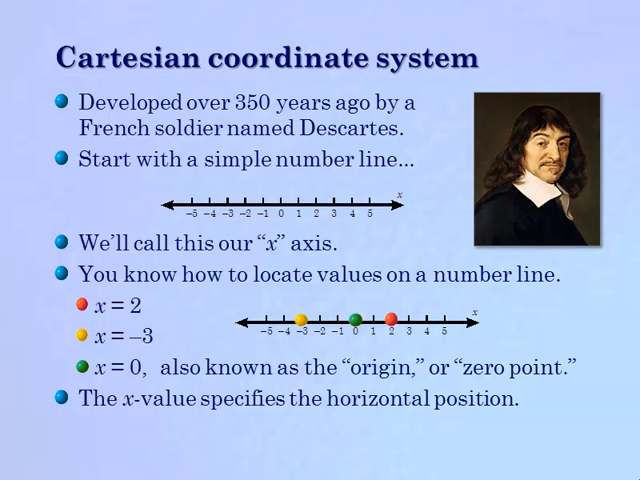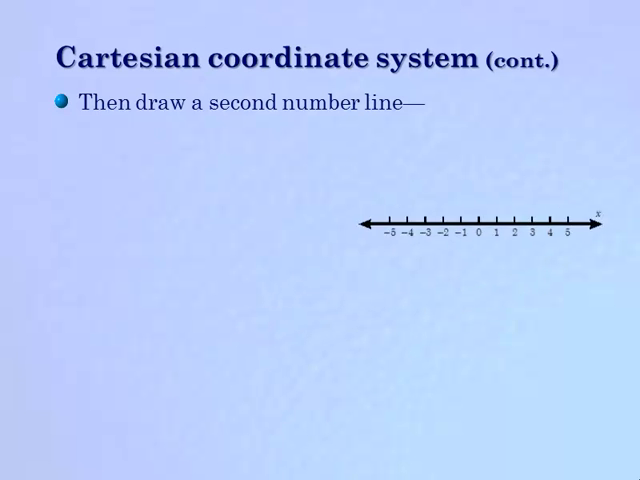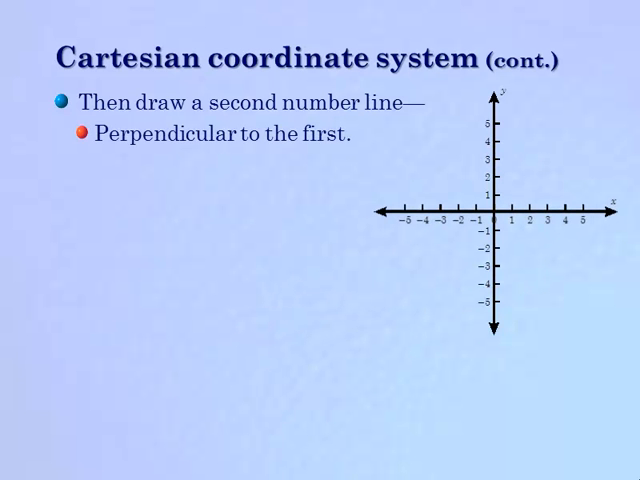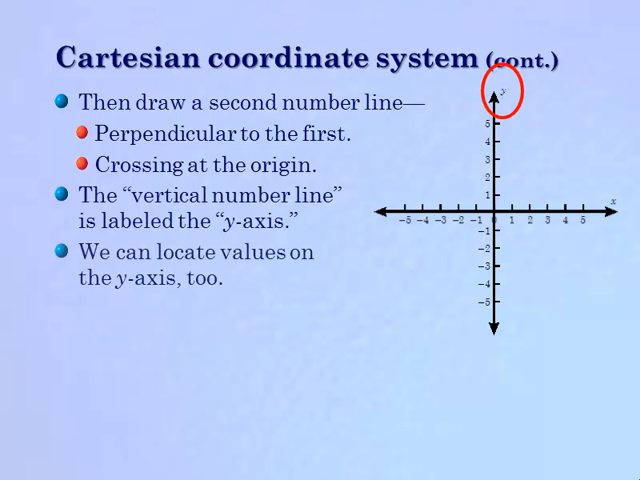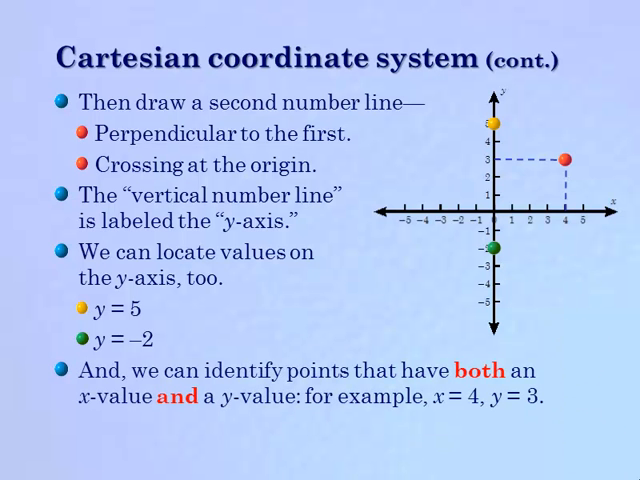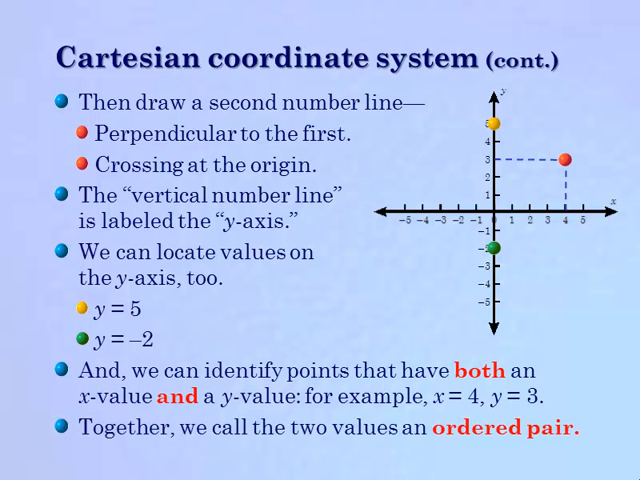The x value specifies the horizontal position on our coordinate plane. Then we'll draw a second number line and orient it perpendicular to the first, crossing at the origin. The vertical number line is labeled the y-axis. We can locate values on the y-axis too: y equals 5, or y equals negative 2, for example. And we can identify points that have both an x value and a y value, for example, x equals 4 and y equals 3. Together, we'll call the two values an ordered pair. That's a term that you're going to have to be familiar with and use frequently in this module.